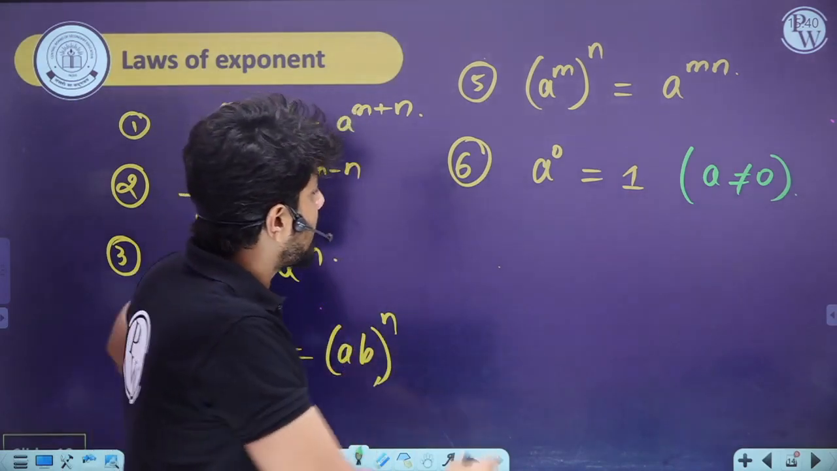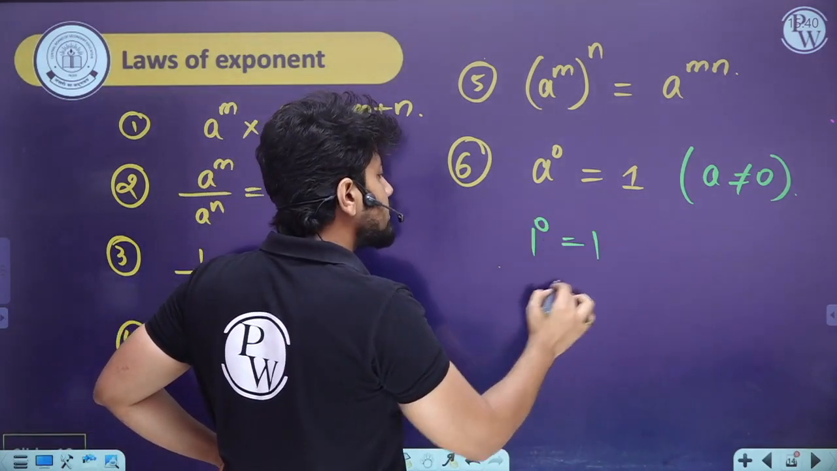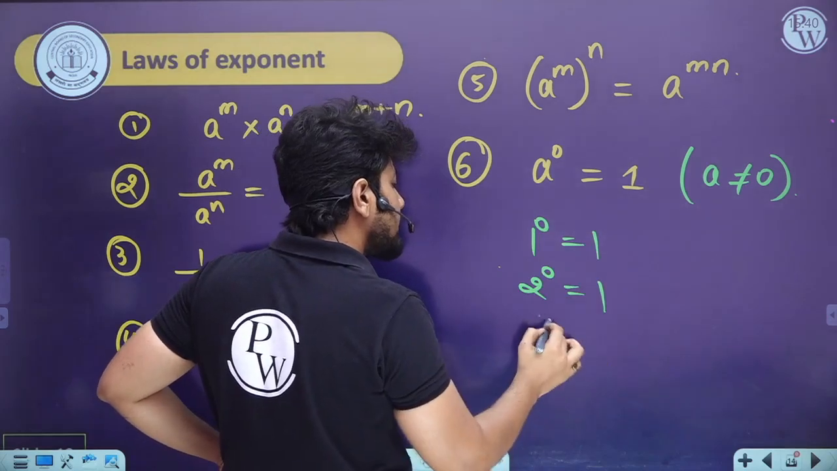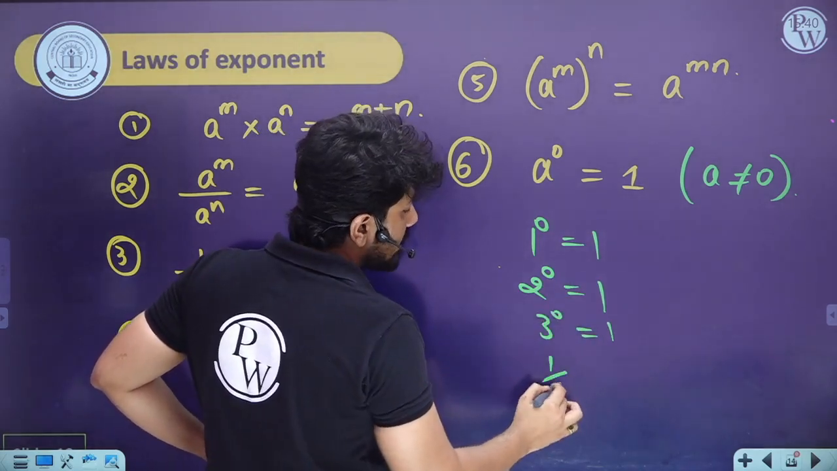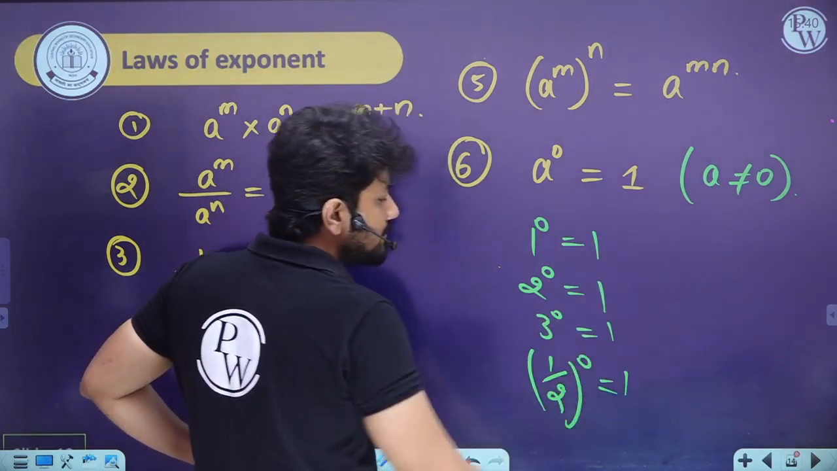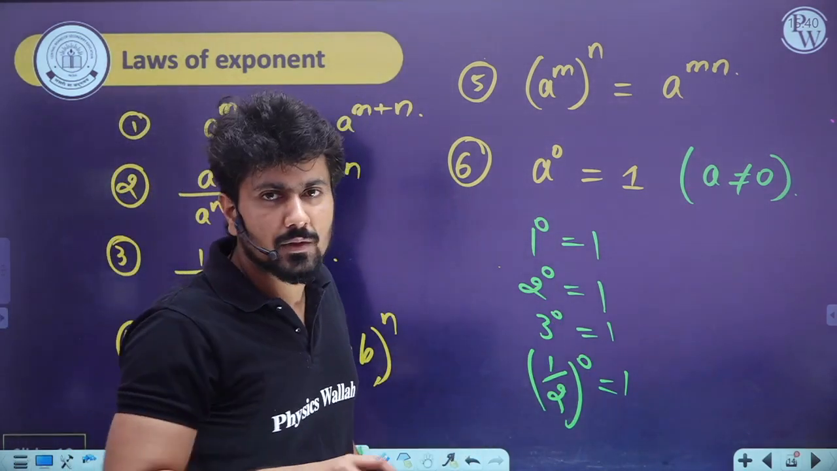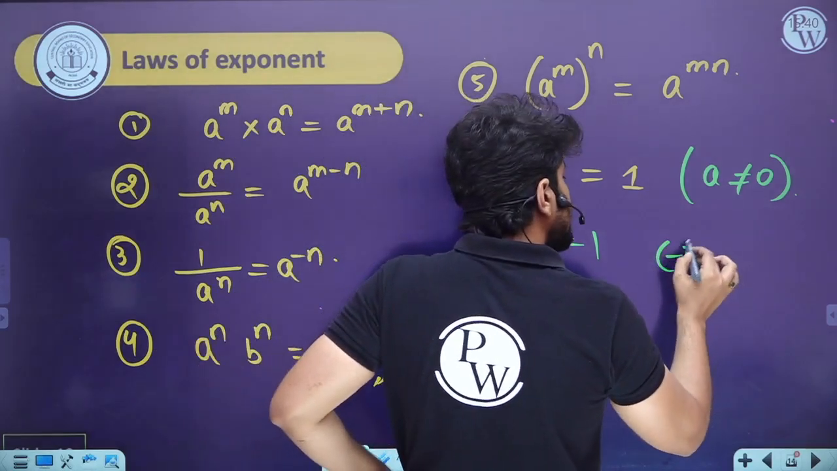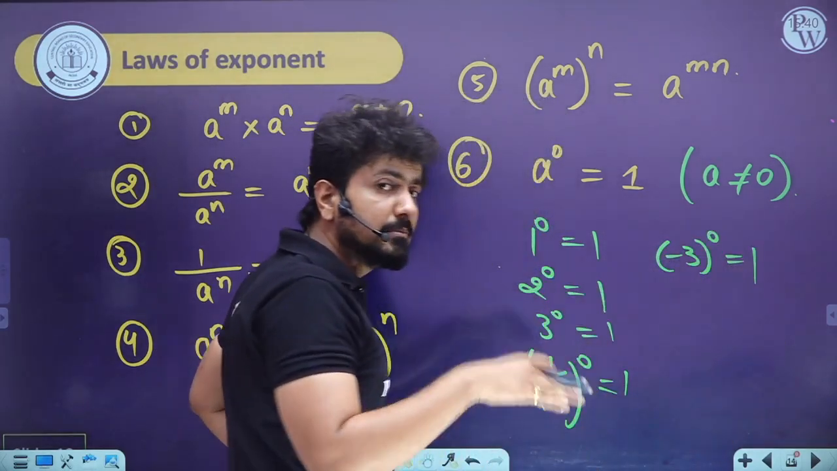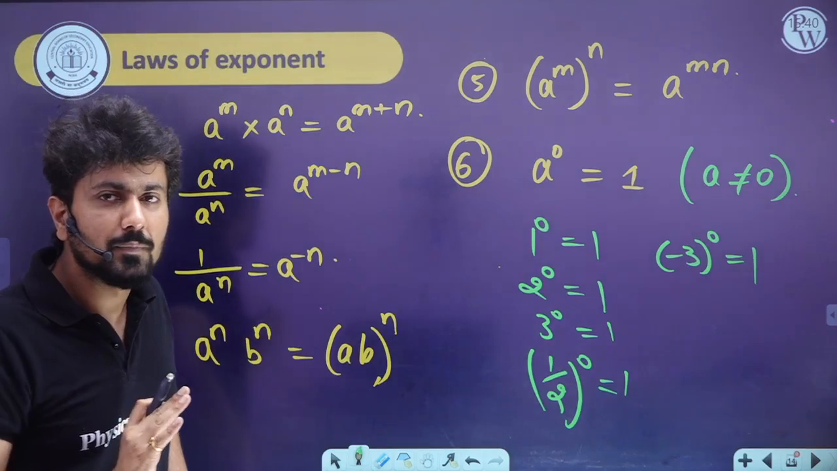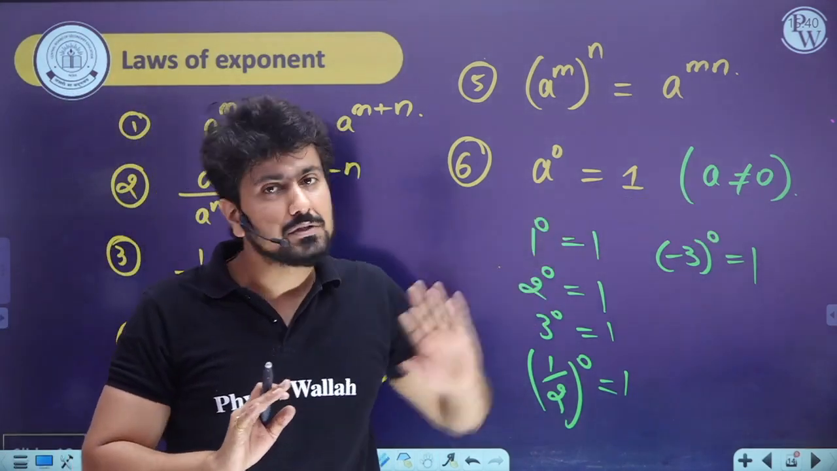Like if I ask you what is 1 raised to the power 0, that is 1. What is 2 raised to the power 0, that is 1. 3 raised to the power 0, that is 1. What is 1 by 2 raised to the power 0, that is also 1. Any number, you take any number. Minus 3 raised to the power 0, 1. Any number raised to the power 0 is equal to 1. Okay, but that number should not be equal to 0.